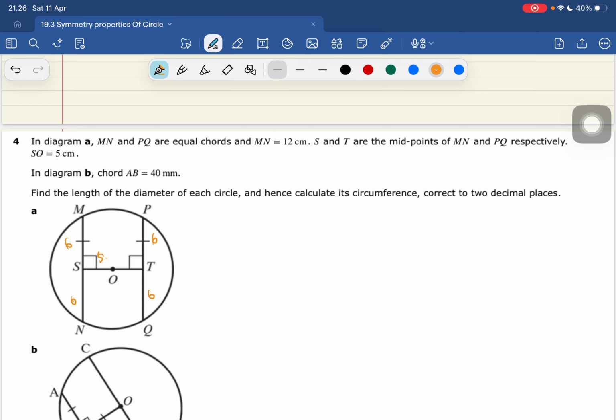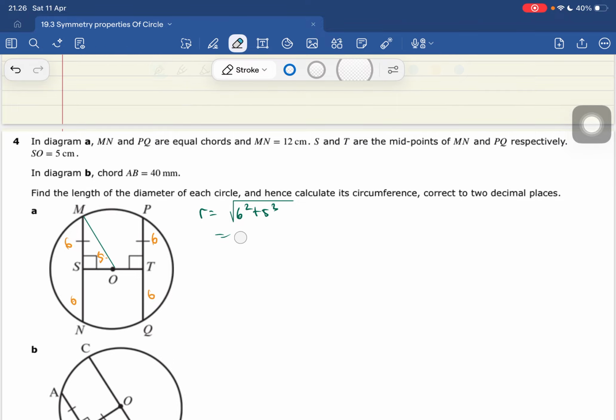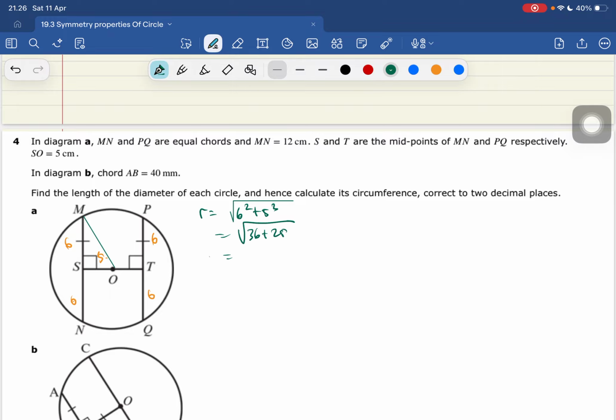To find the diameter, first we can find the radius here. Here is the radius, the hypotenuse. To find R, we make it the square root of 6 squared plus 5 squared. So here is the square root of 36 plus 25. So the radius is the square root of 61. As for the diameter, we just double it, so the diameter is 2R. So it's going to be 2 times the square root of 61.